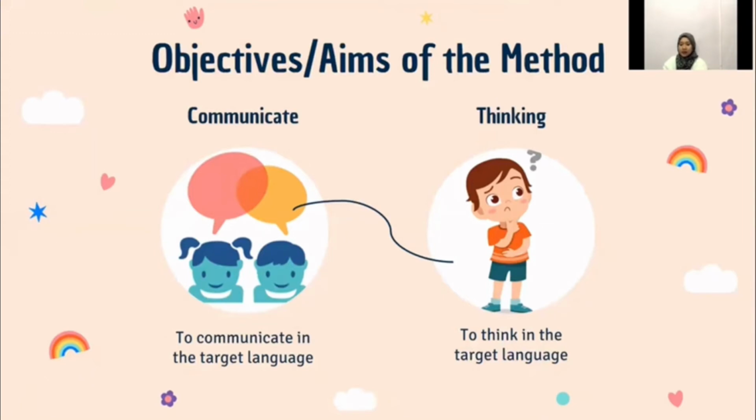The next one is to think in the target language. Based on the game that we created, it is fully in English. Students really need to use their own knowledge and memory to understand and answer the question. If they don't understand the question given, they just need to recall what the picture is about and they don't need any translation. Next, I will pass to the other member.